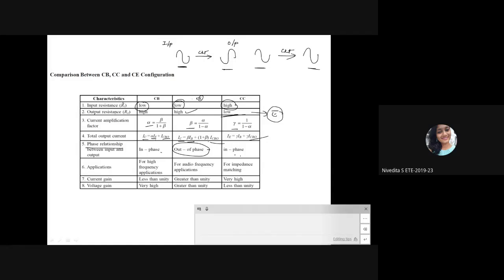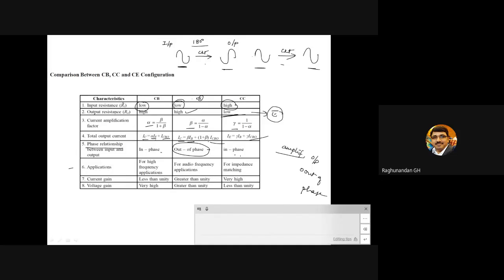Second is in phase. Out of phase means they'll have a phase difference of 180 degrees. Whenever you have a phase difference of 180 degrees, it is exactly opposite to this. So this is out of phase and this is in phase. But you see this one, they are in the same phase. So this happens only in common emitter configuration. So during amplification, the output will be out of phase. That you should remember.